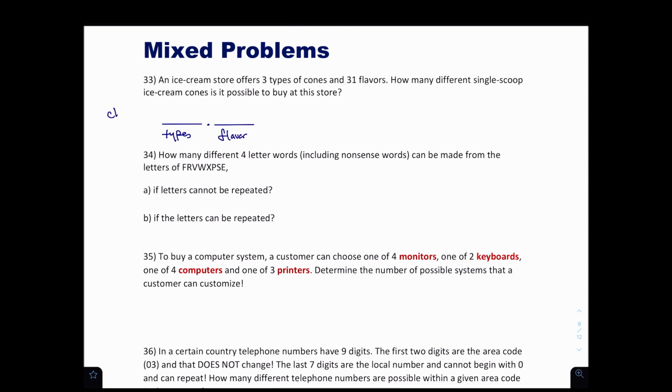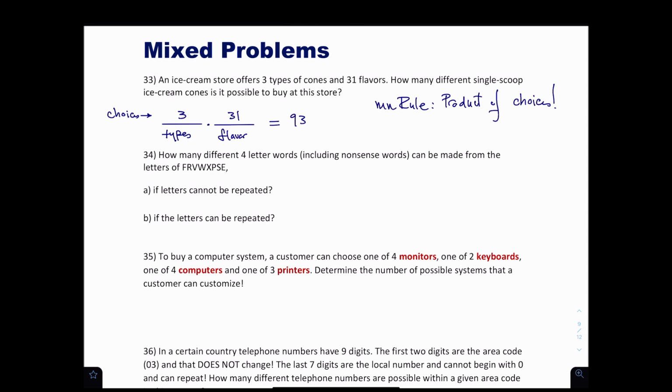Now, what are the number of choices I have? The number of choices for types is 3. The number of choices for flavors is 31. So if I just simply multiply them, I get 93 different outcomes. So it's basically product of choices again. The MN rule, just to remind you, is always a product of choices. Very good. The next one says 34.